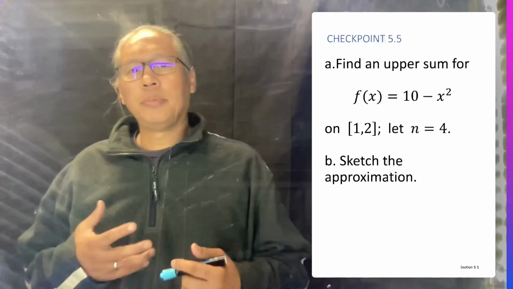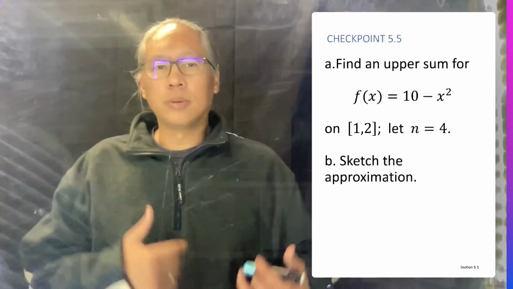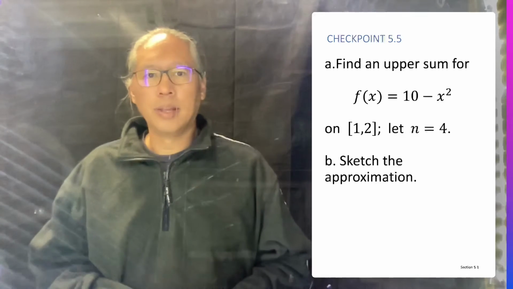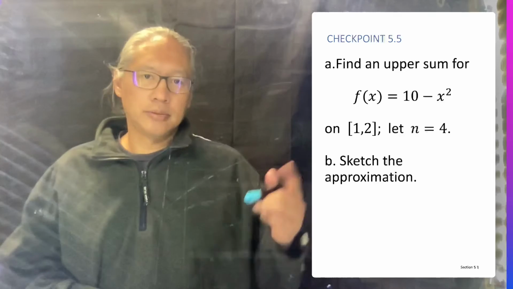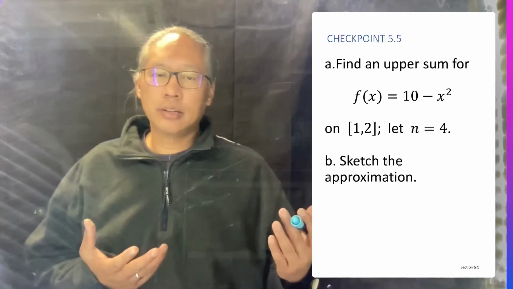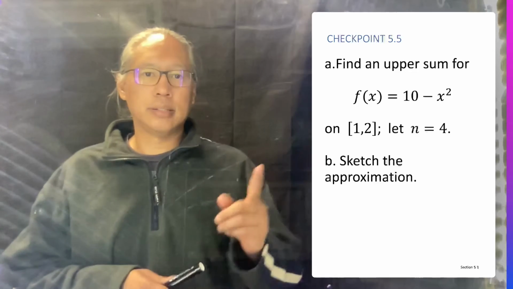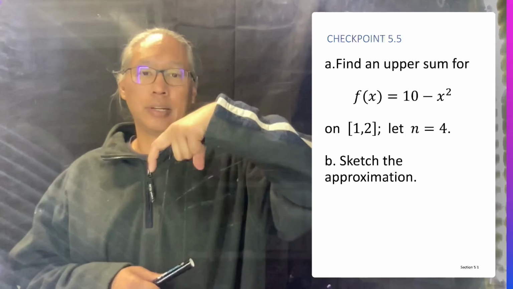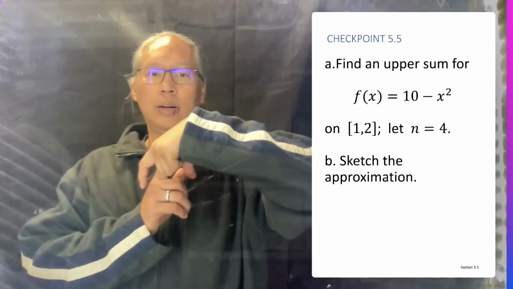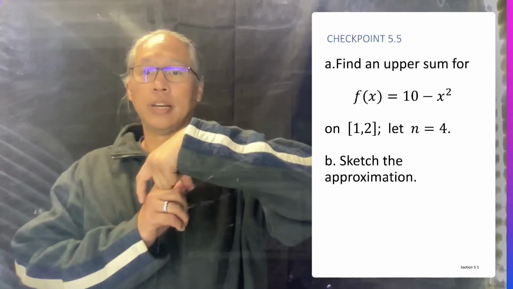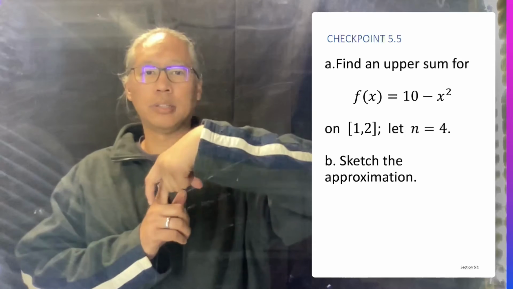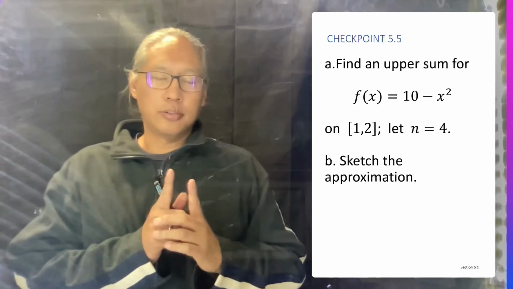Before we can find an upper or lower sum, we have to know whether the function is increasing or decreasing. For this, we don't need to do calculus. You can if you want, but I see this as an x squared that's been turned upside down. So it's an upside down parabola, and the vertex is at 0, 10. So it's been shifted up 10 units. And then you're going to go from 1 to 2.